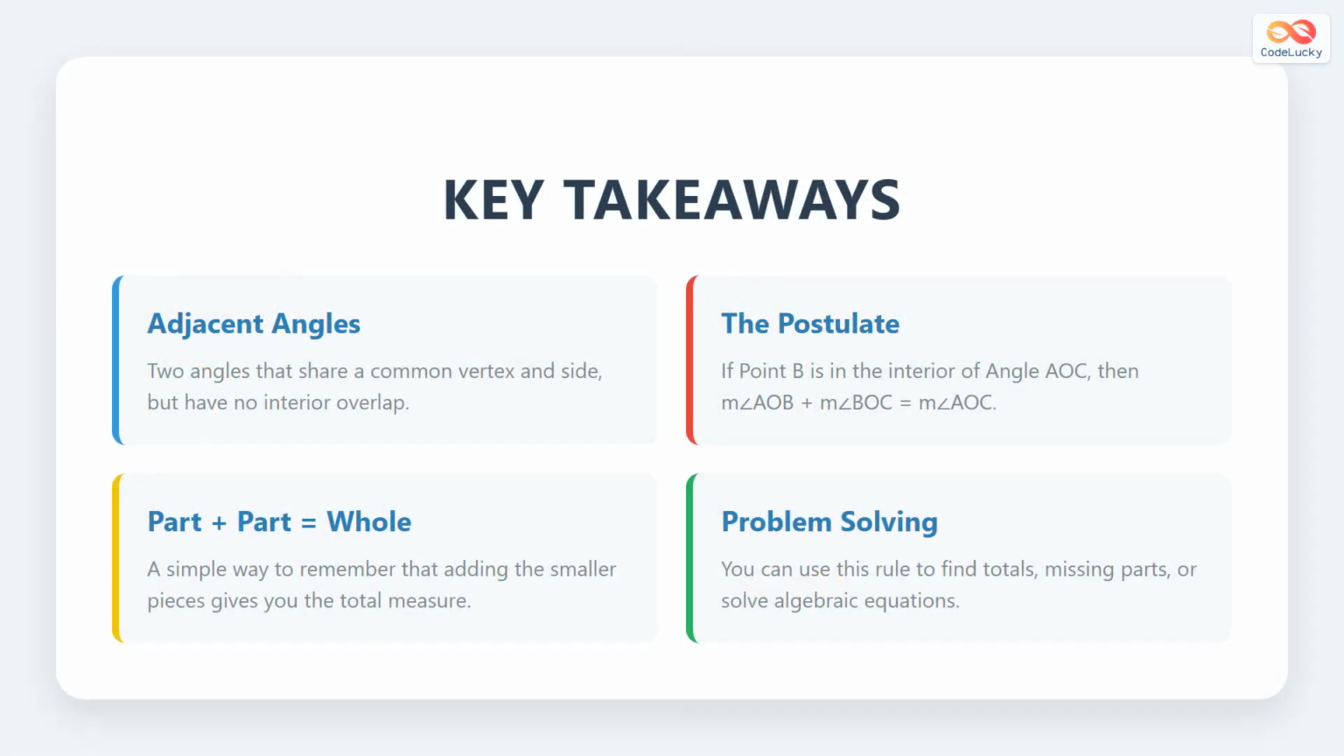To wrap up, remember these key points. Adjacent angles share a vertex and a side with no overlap. The angle addition postulate is just the idea that part plus part equals whole. You can use this simple rule to find total angles, missing parts, or even solve algebraic equations.